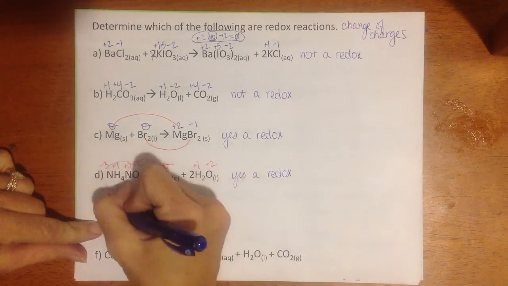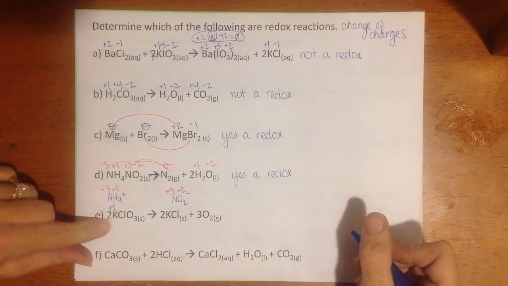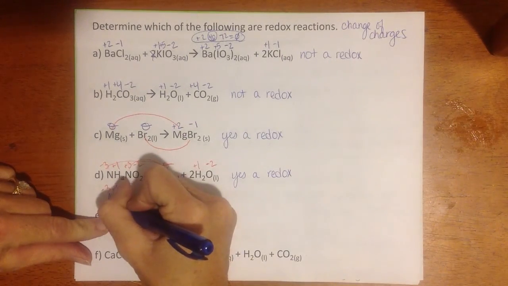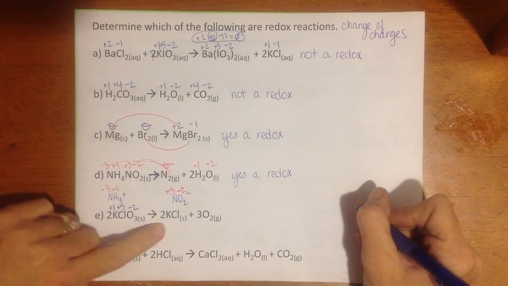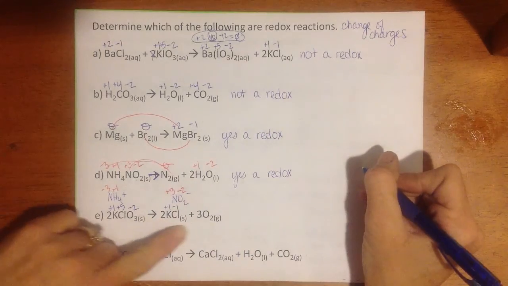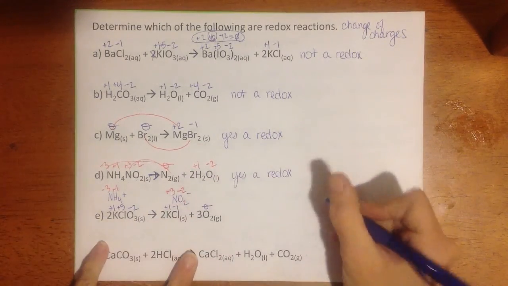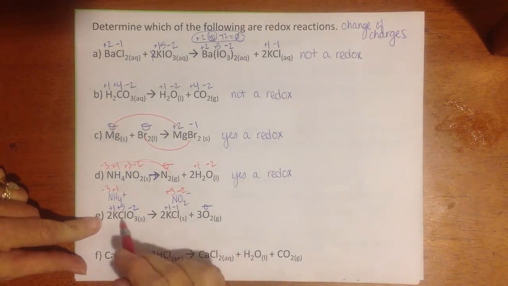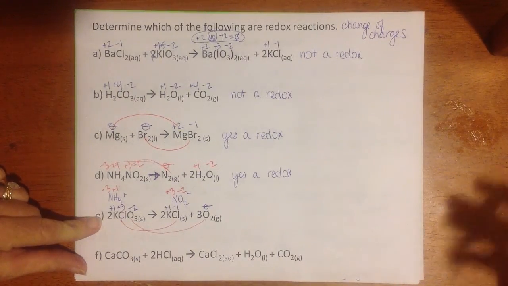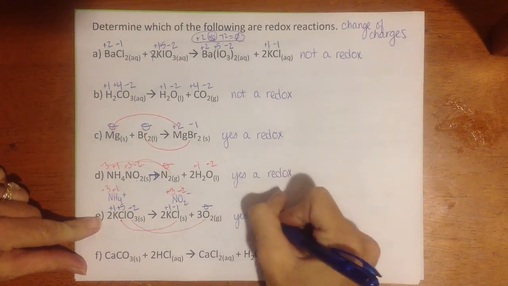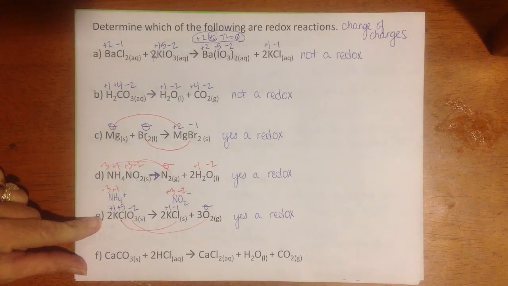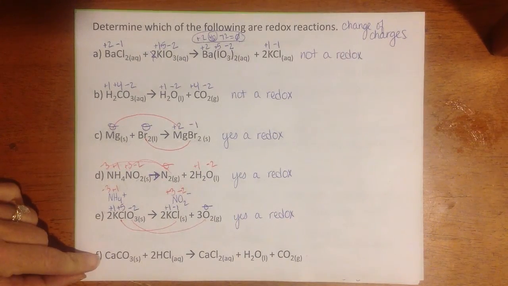Let's try another one. I'm going to do the obvious positive. Oxygen has to be -2. I'm going to let chlorine fill in the gap. Potassium has to be +1. Chlorine fills in the gap. Oxygen by itself is neutral. And I look for charge changes. Chlorine changed and oxygen changed. So yes, a redox. This is good practice just to assign redox numbers. Let's try another set.